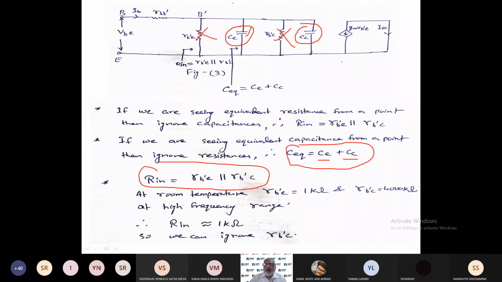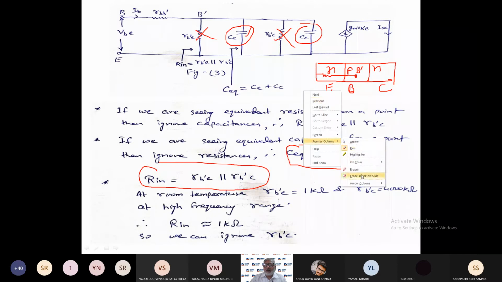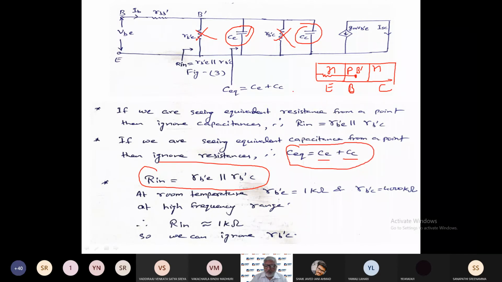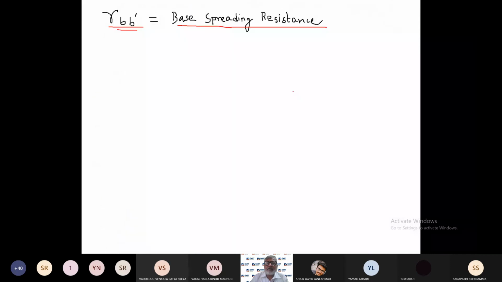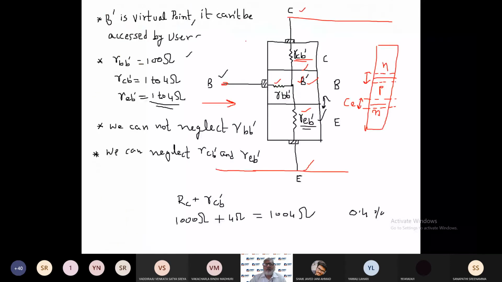Now, if you recall our NPN transistor, with emitter, base, and collector, between base and the emitter there is one virtual point, B'. So here you will find one resistance. I will draw it properly. I will use this figure itself. See this figure.